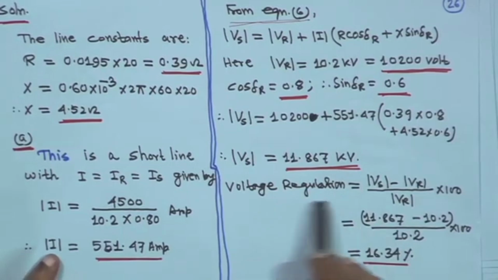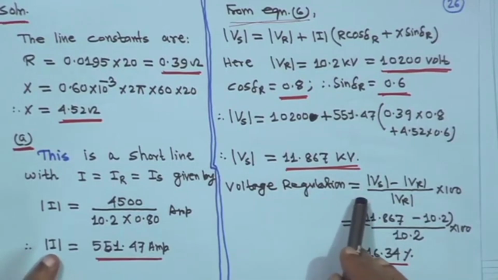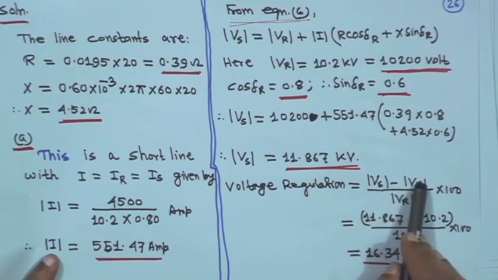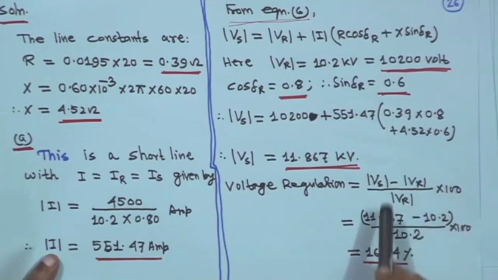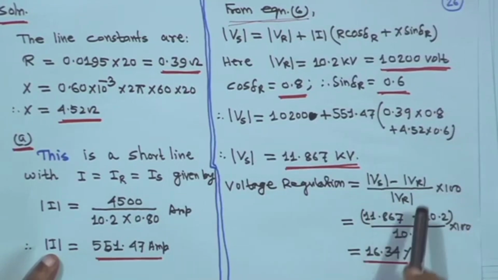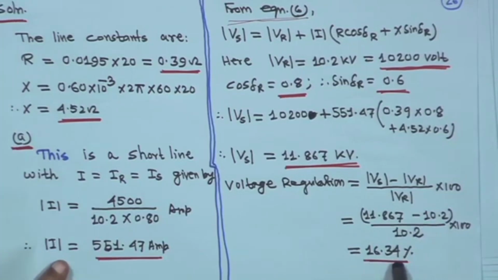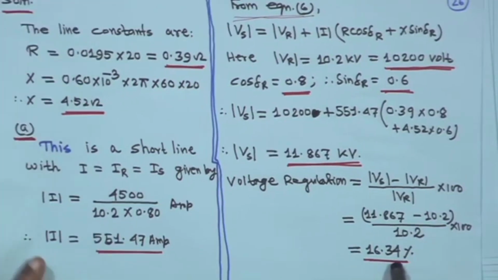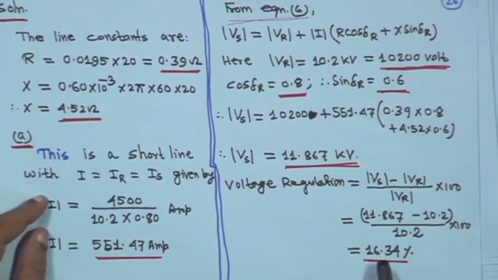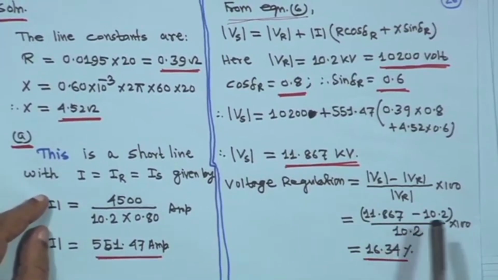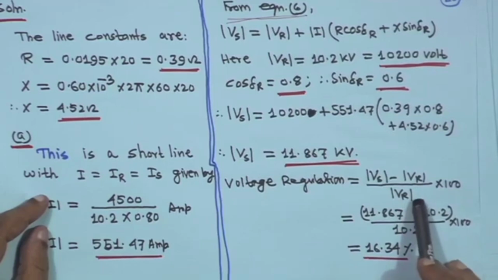So, the voltage regulation formula we know for a short line is magnitude V_s minus magnitude V_r upon magnitude V_r into 100. So, substitute here V_s and V_r, and the regulation will become 16.34%, right.